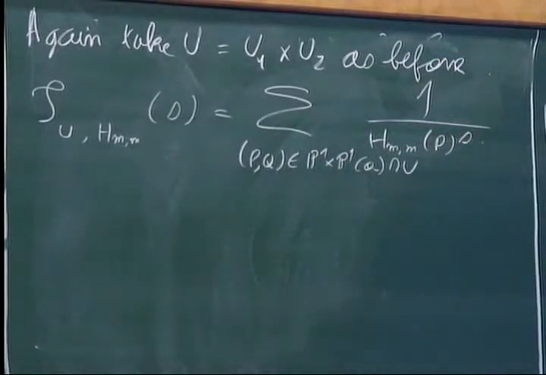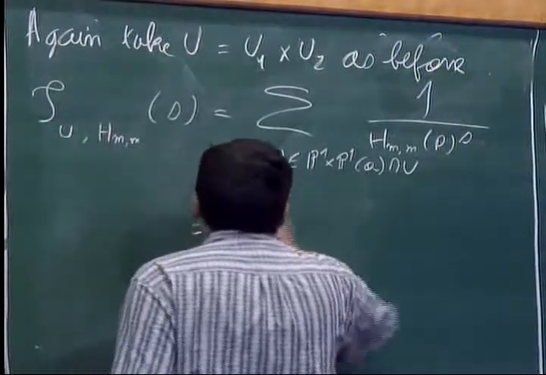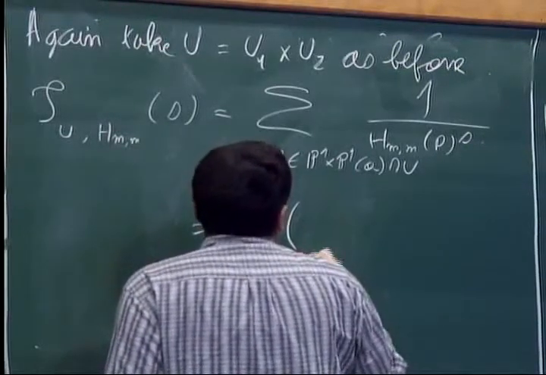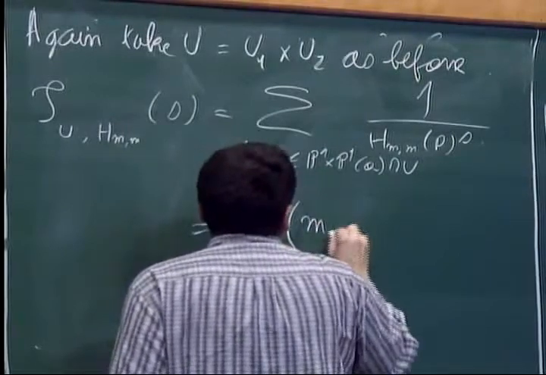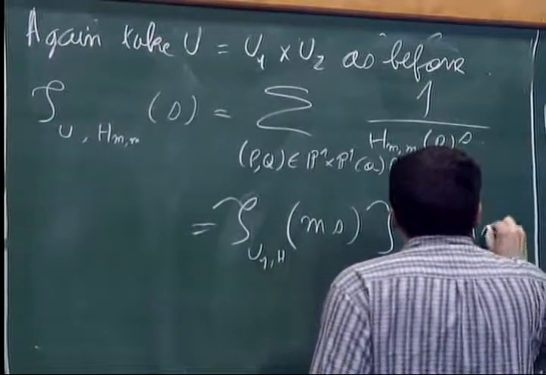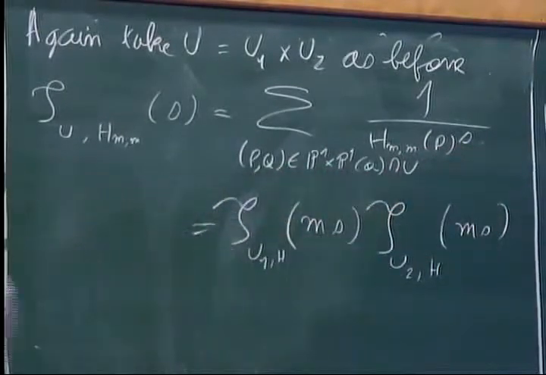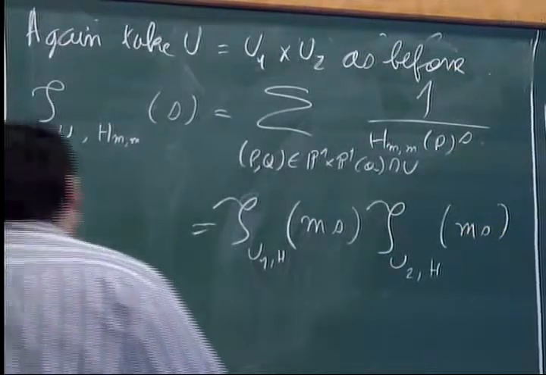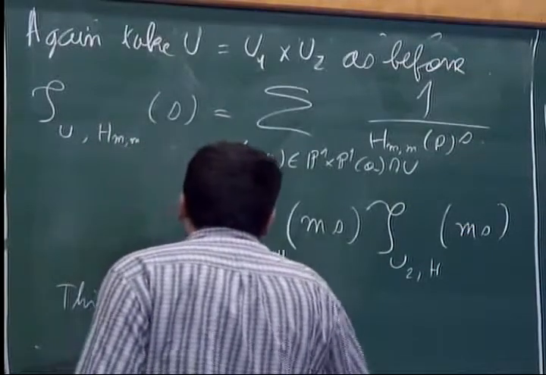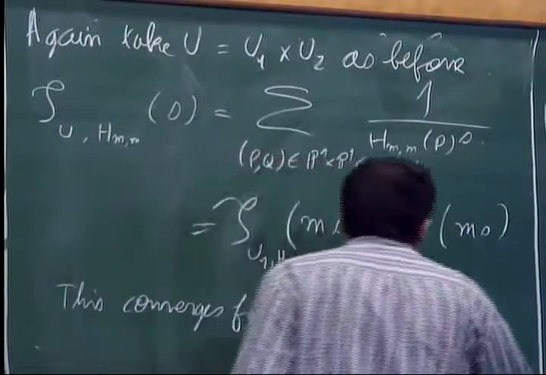Well, again, the result is quite similar to the one we had before. Namely, it will be zeta of U1 for the usual height of MS times zeta of U2 H of MS. And again, we know what happens for this height zeta function. Namely, well, this converges for real part of S bigger than 2 over M.